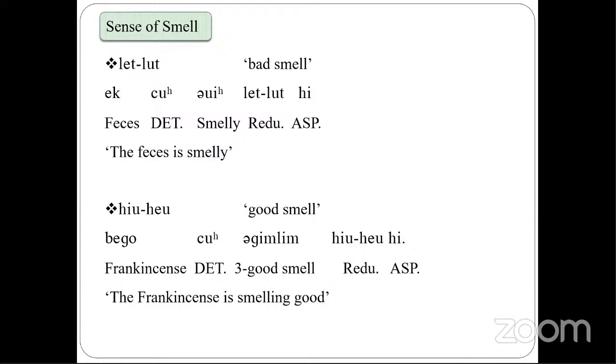And coming to the sense of smell, we have let loot, which describes a bad smell. For example, ek chu let loot hi. The feces is smelly. Or we can use hiu hiu, which describes a good smell. Bego chu agim lim hiu hiu hi, which means the frankincense smells good.